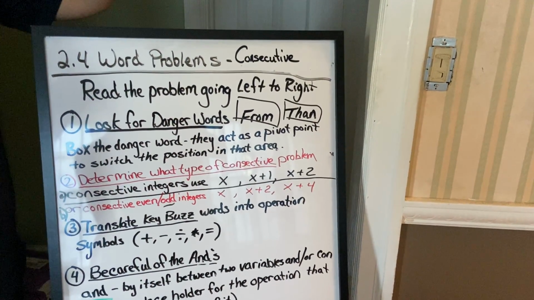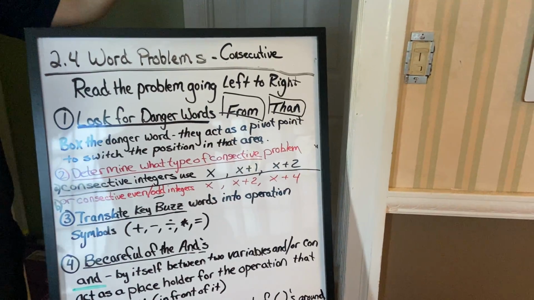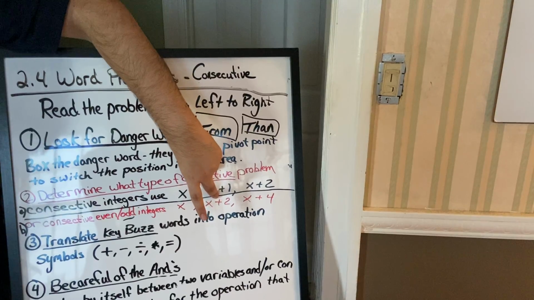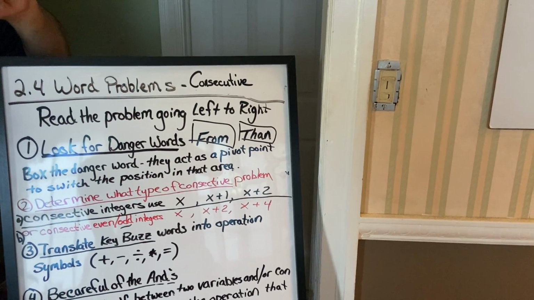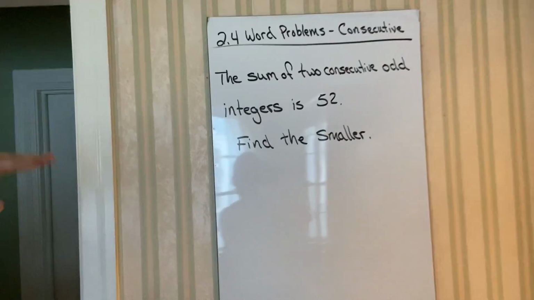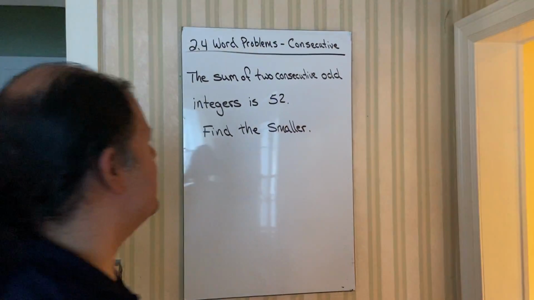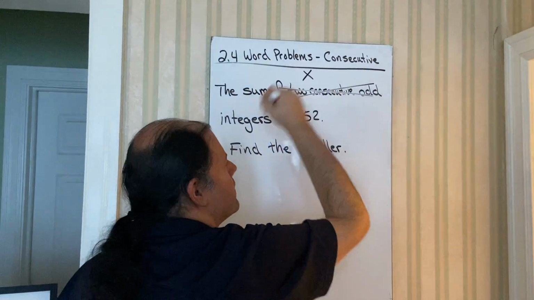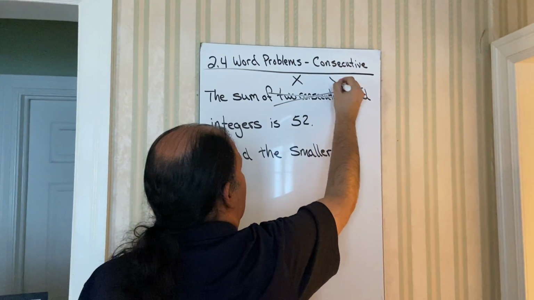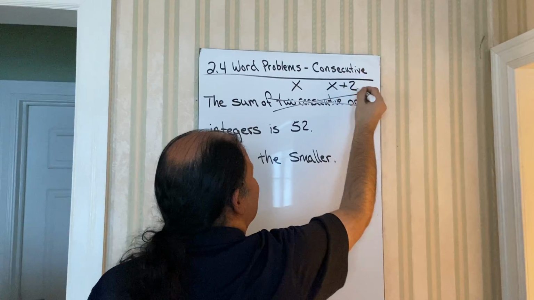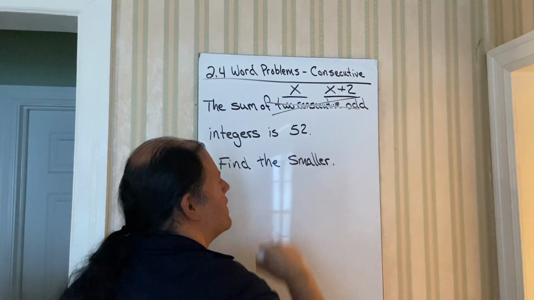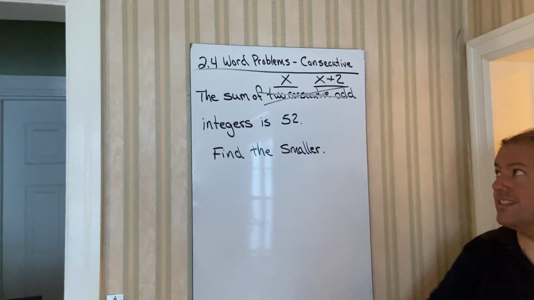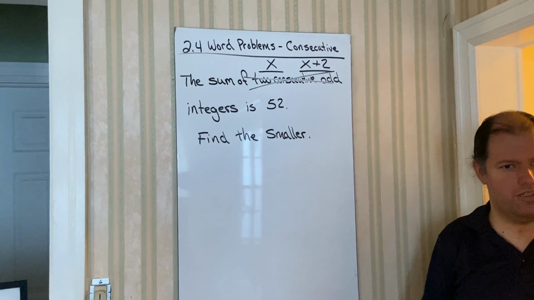This says the sum of two consecutive, so I only need the first two. x, that's one guy, and x plus 2, that's your second guy. So cross out the words two consecutive odd. We know x would be the first, and x plus 2 is the second one. There's one, there's the other. Notice I didn't do x plus 4 because it didn't ask us for 3. It just asked us for 2.